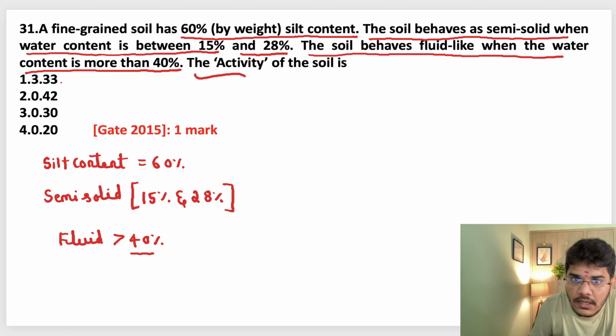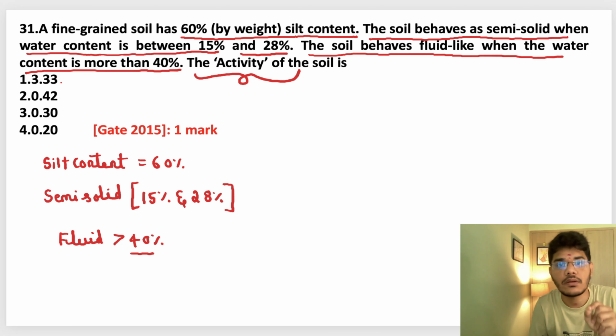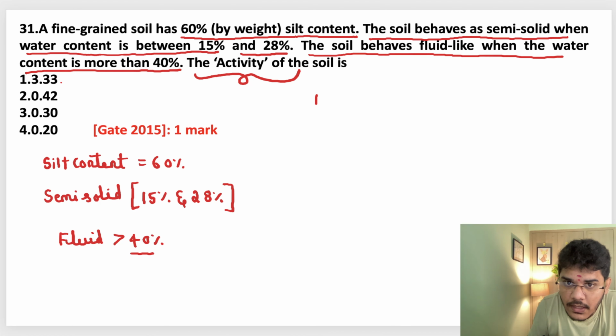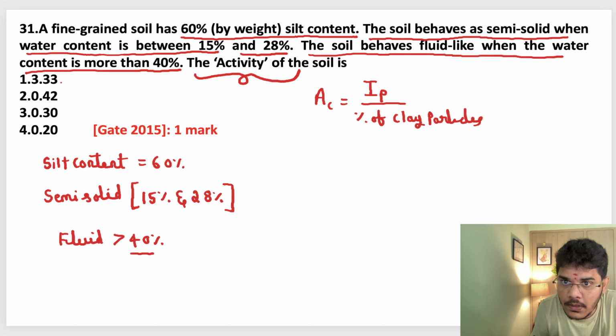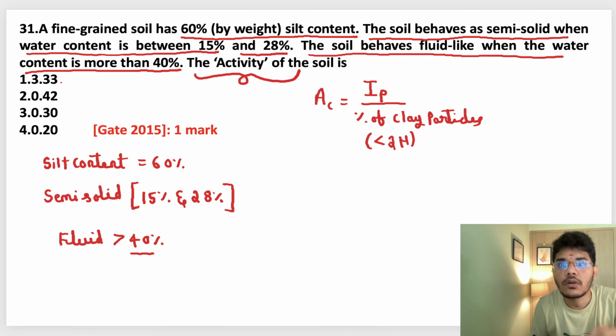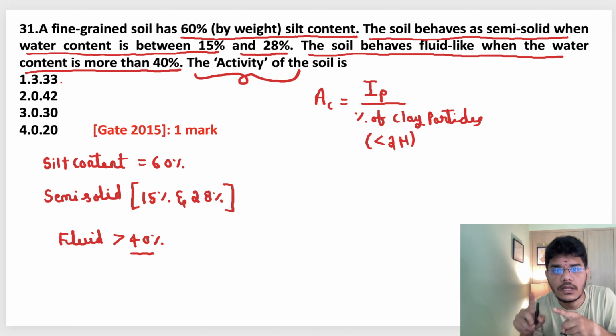Then what has he asked in the problem? What is the activity of the soil? So we have to know that activity is equal to plasticity index IP divided by percentage of clay particles. Clay particles means particles less than 2 micron size. If it is between 75 and 2 microns, then it is silt. If it is less than 2 micron, then it is clay.